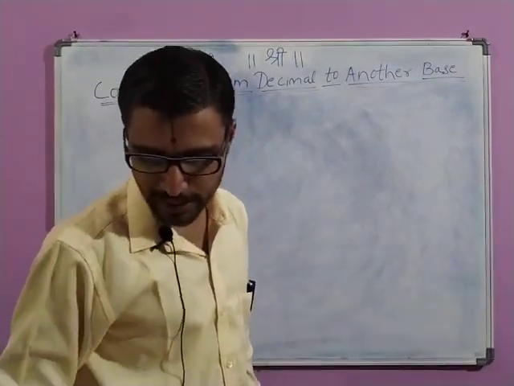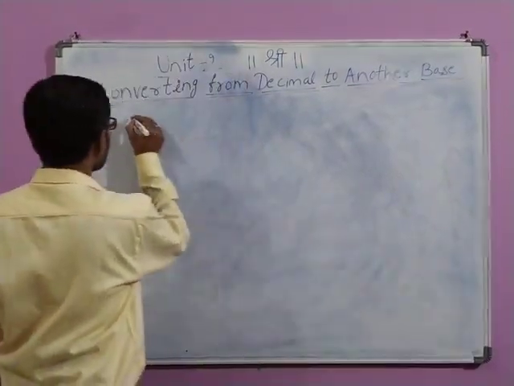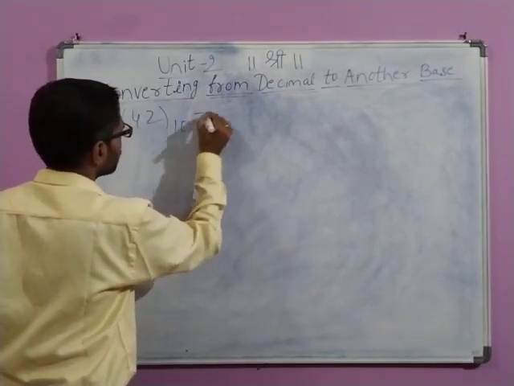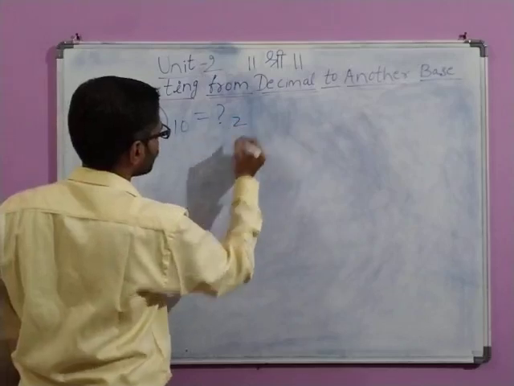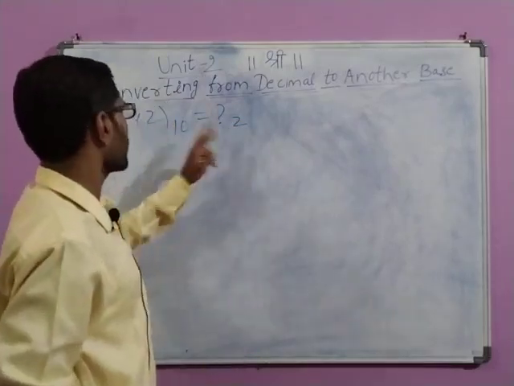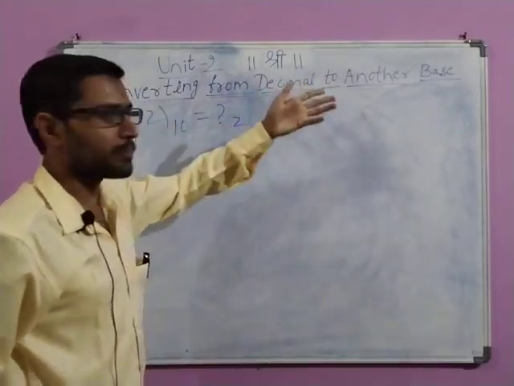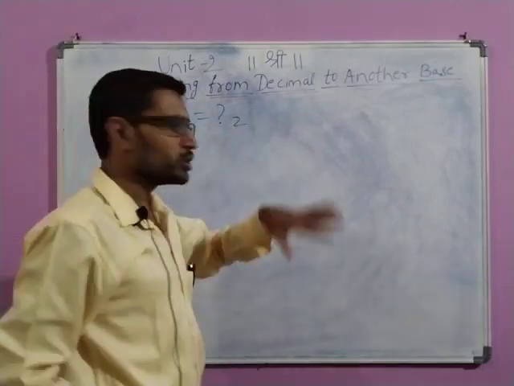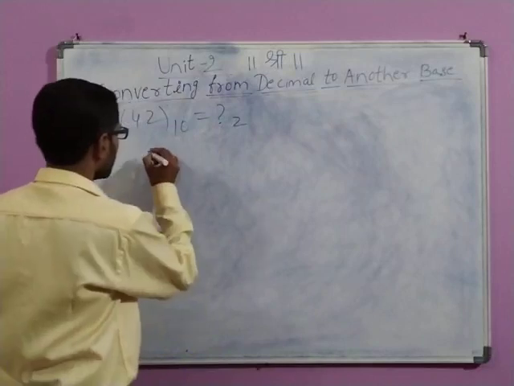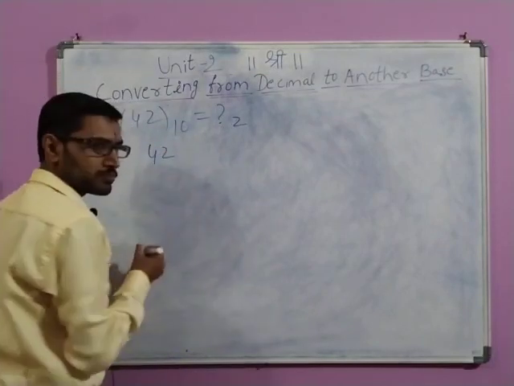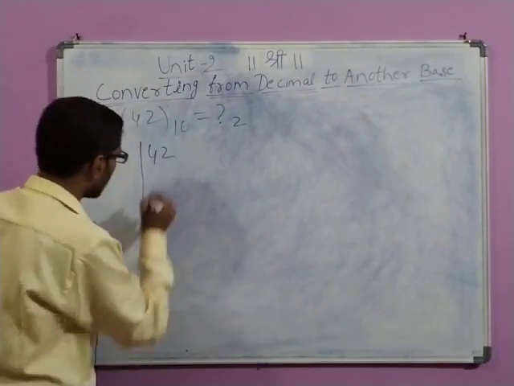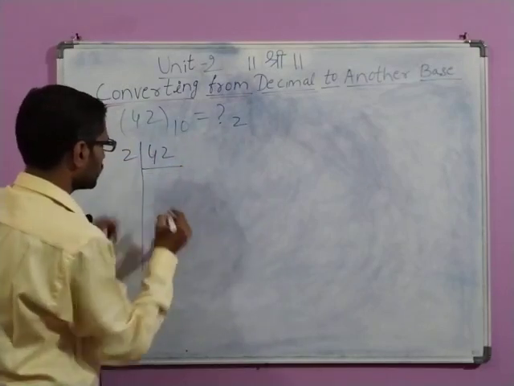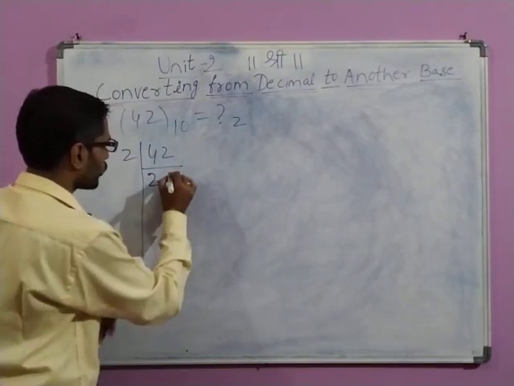So let me take the next problem. 42 to the base 10, question mark to the base 2. Again you are converting from decimal to another base, or you can say this is the example for converting decimal to binary. So what is the procedure? Take the number and go on dividing it by the new base. What is the new base? 2. So 2 twos are 4, 2 ones are 2.